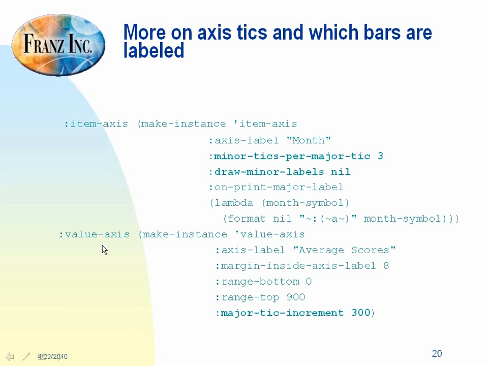That's what the nil means there. Similarly, the value axis, which is the y-axis, we've said the major tick increment will be 300, the range top and the range bottom. 0 to 900 here, by the way, is how you specify what you want the axis to go from and to if you don't want to just use the default.